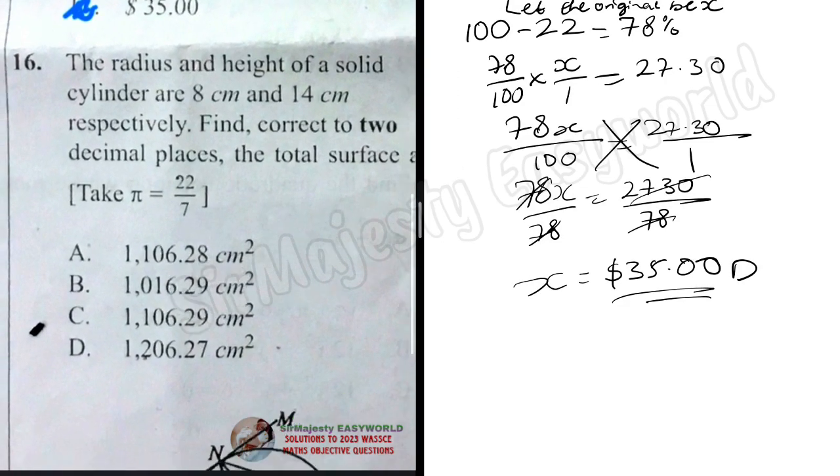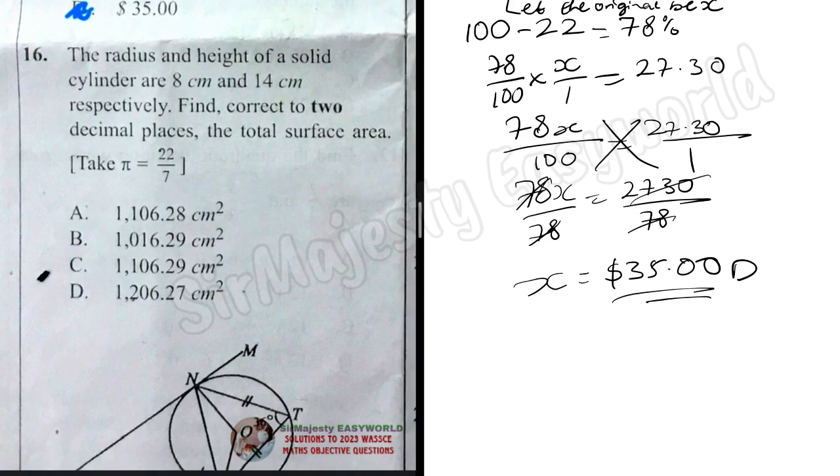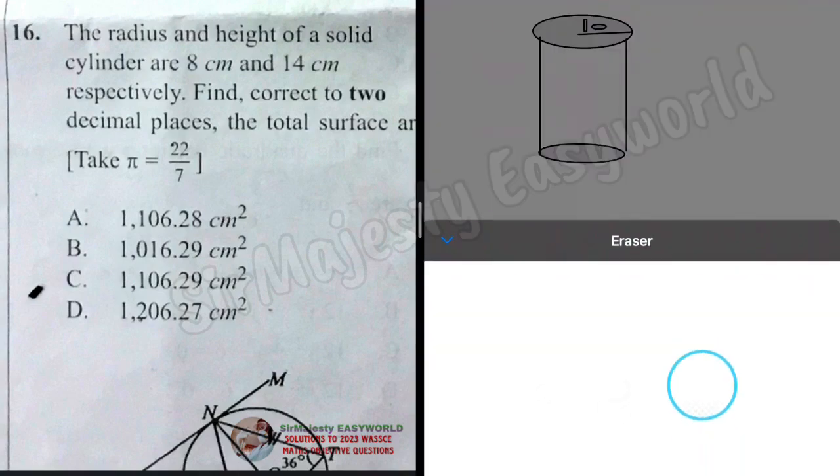So let's move on to the next question. It said the radius and height of a solid cylinder are 8 cm and 14 cm respectively. So I'm going to draw that cylinder. So the radius of the cylinder is 8 cm, while the height of the cylinder is 14 centimeters.